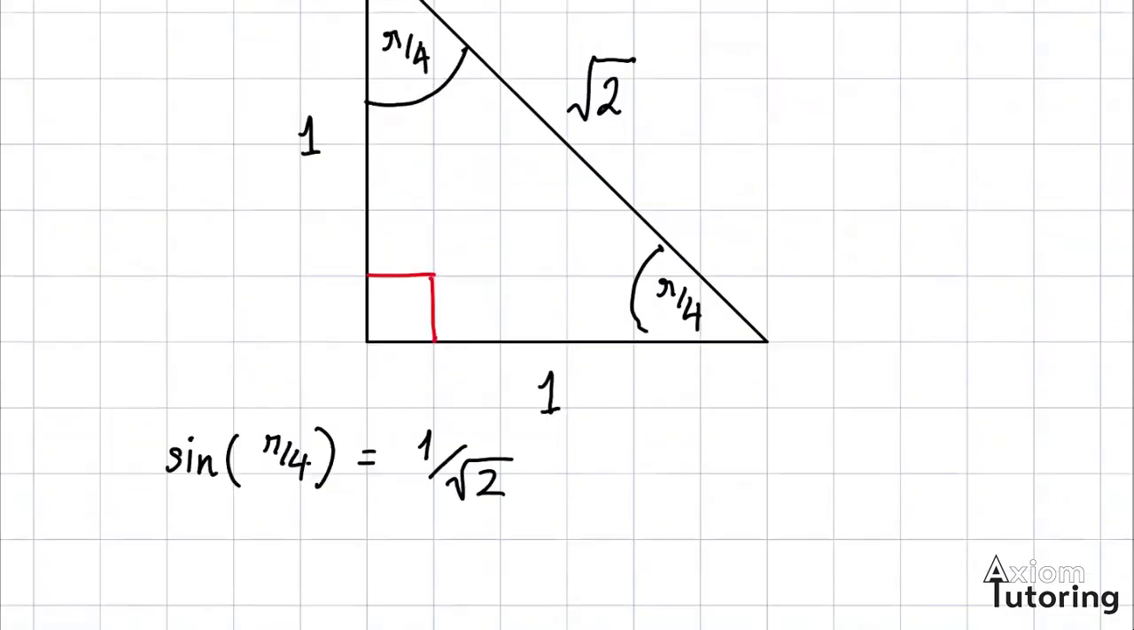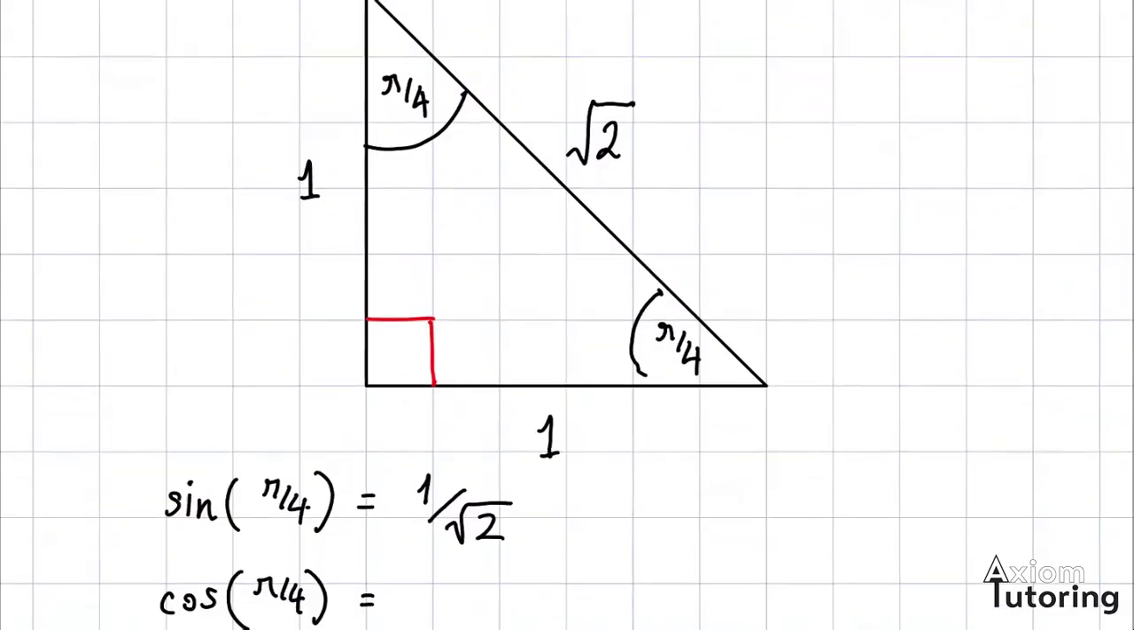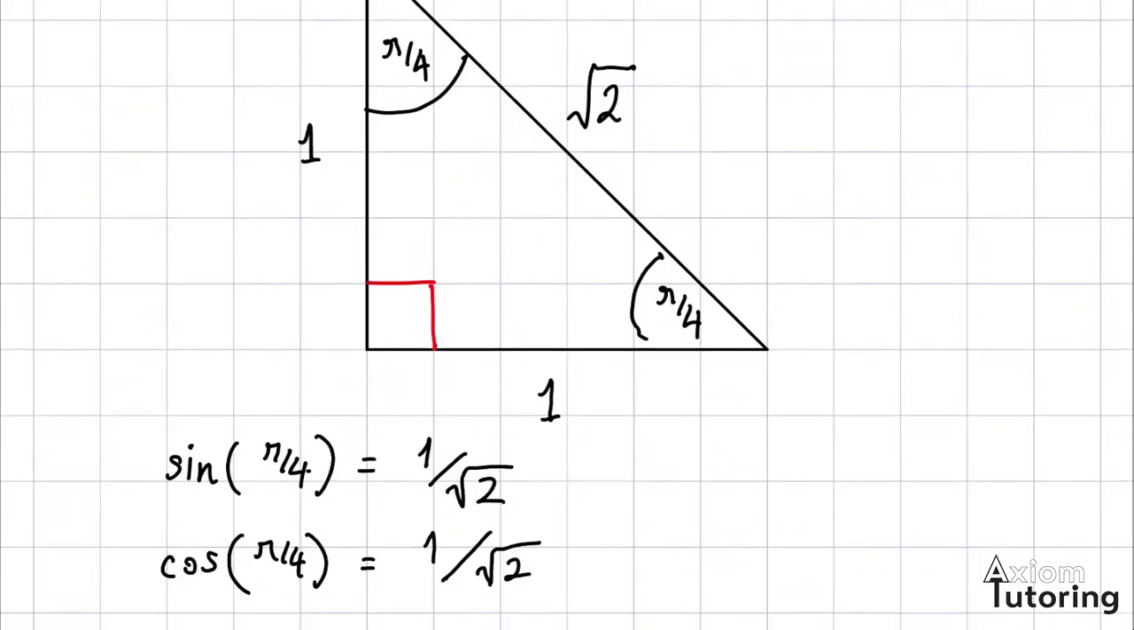Okay, so now if we want cosine of pi over 4, remember from our equations, cos of theta is equal to the adjacent over hypotenuse. Well, the adjacent to our angle theta here is just 1. So we're going to write 1 there, over our hypotenuse, which is just root 2. So sine of pi over 4 is equal to cos of pi over 4. They are both 1 over root 2.